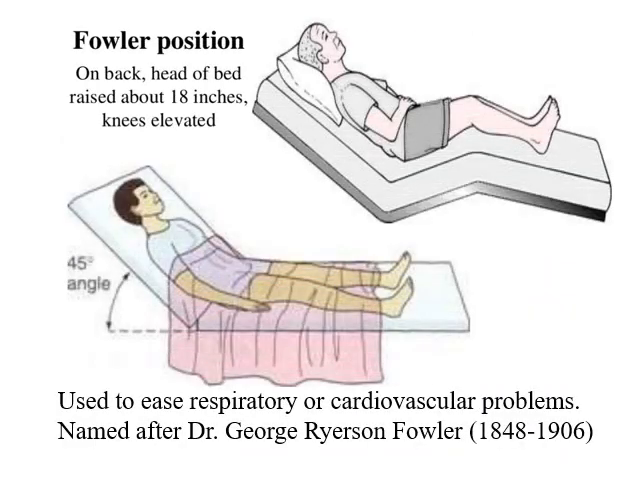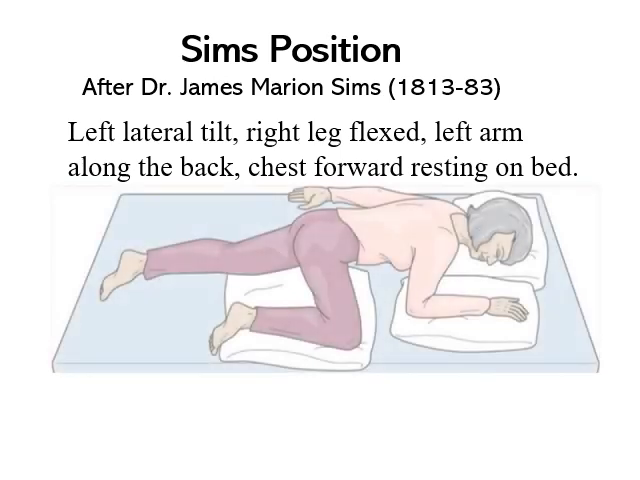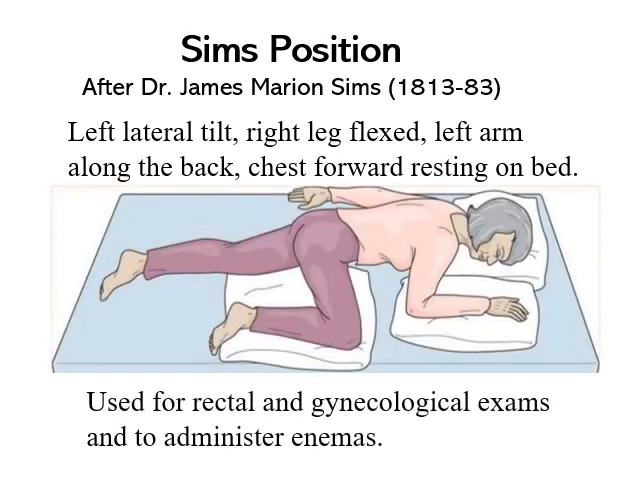The Fowler position has you in the supine position, but your head is elevated and your knees may be flexed. The Fowler position is recommended for people who have difficulty breathing when they try to sleep. The Sims position has you in the left lateral position, with your right hip and knee flexed. This position is used for rectal exams and to administer enemas.